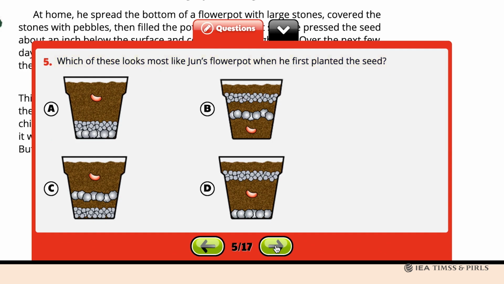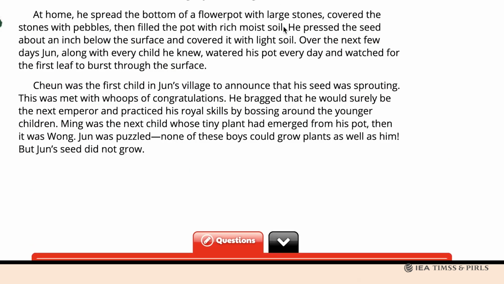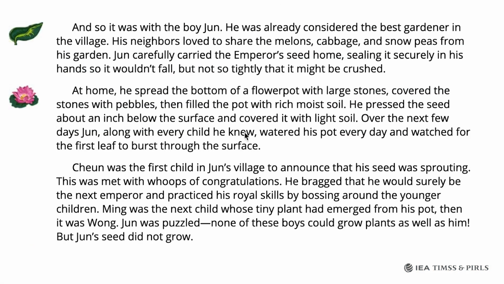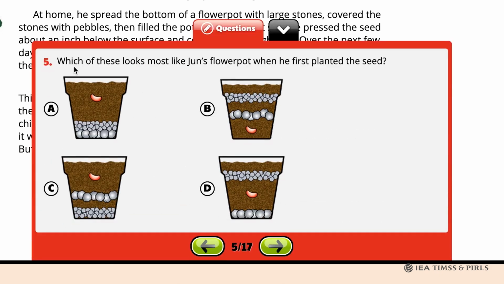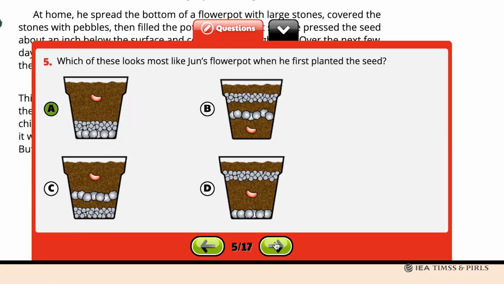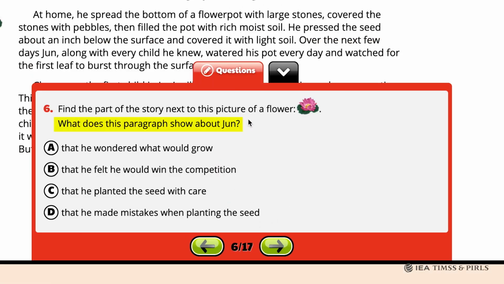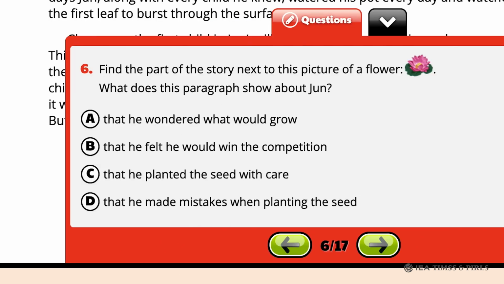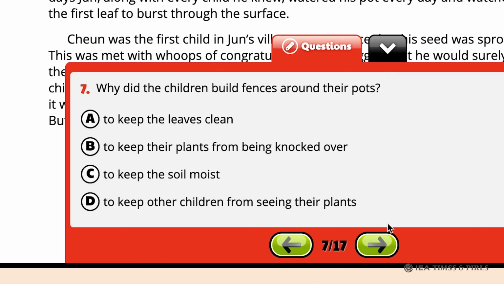planted the seed? Students should drop the question so that they can read the text, bring back the question, and click on option A, because the seed is about an inch below the surface and the stones are at the bottom. In question 6, students are asked what the part of the story next to the picture of a flower shows about Jun. Students should click on option C, that he planted the seed with care.